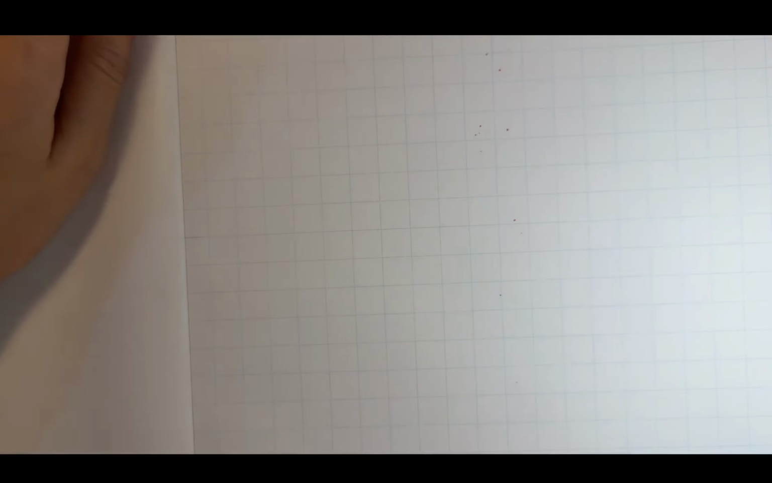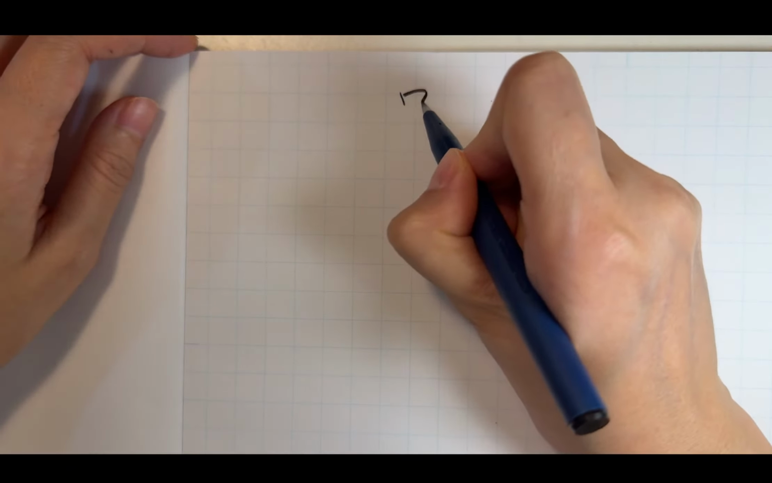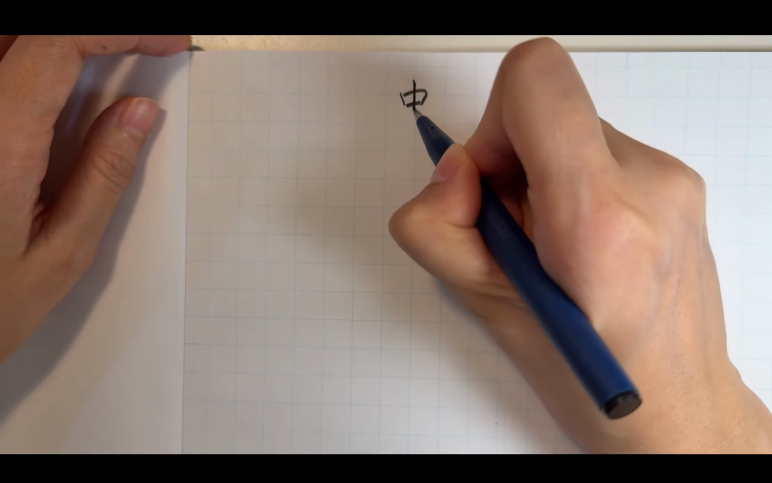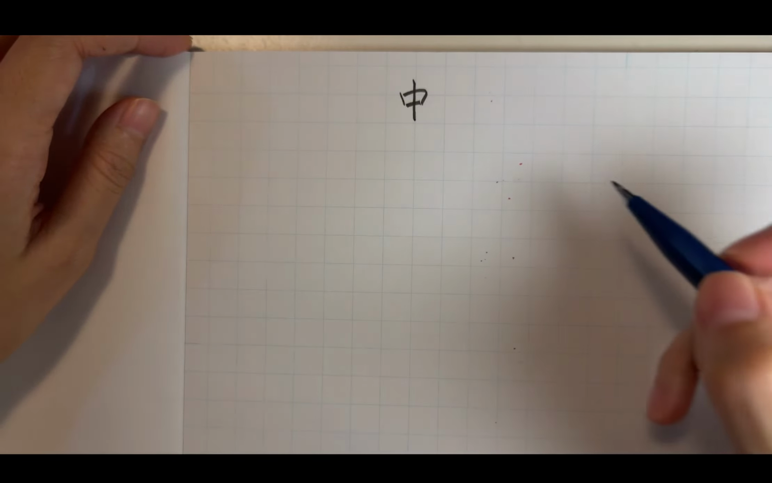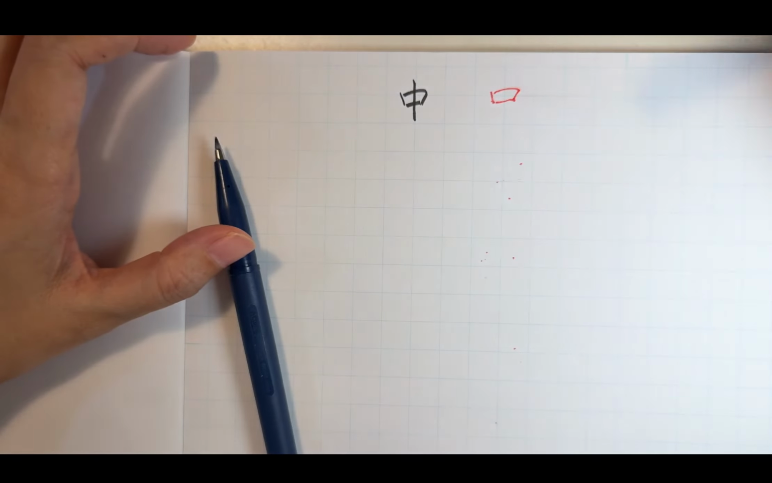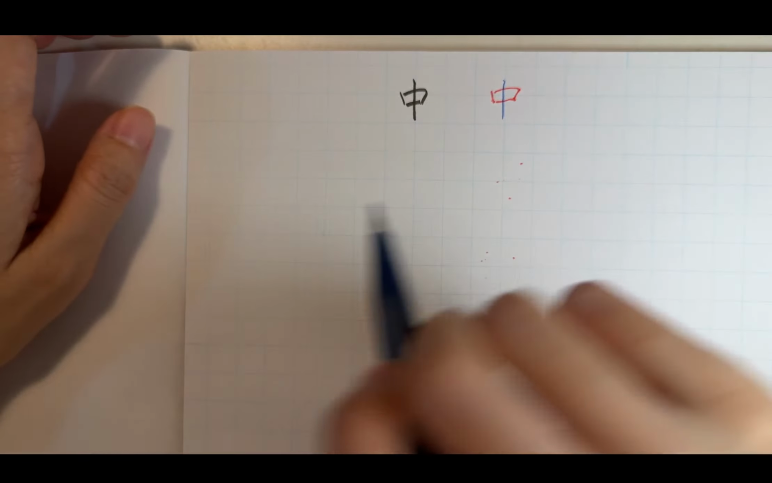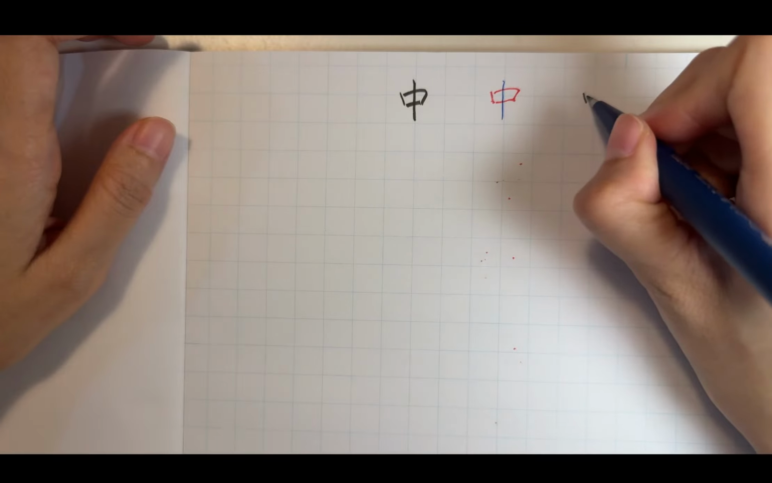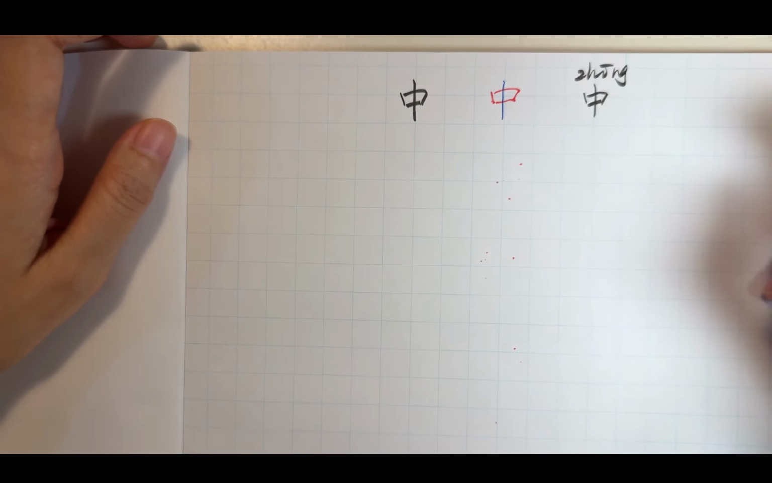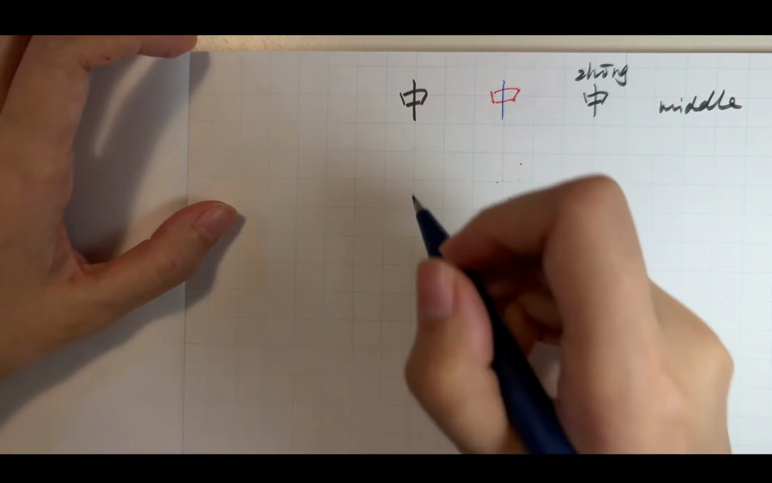So let's start from the easier one. 中. You just draw this box first, like a rectangle, and a center stroke. That is 中. Just draw this, and the center stroke. That is 中. 中 is middle. And then we have 美 and we have 乐.